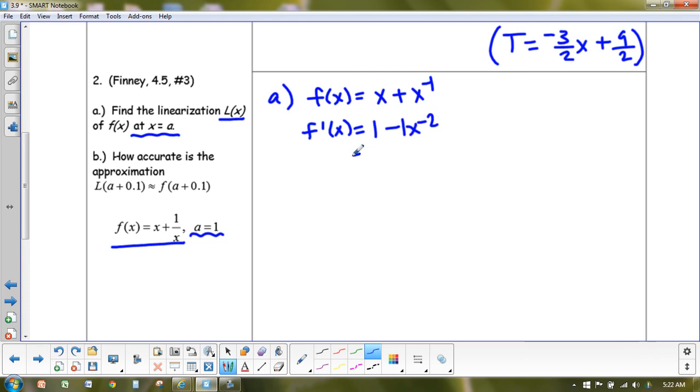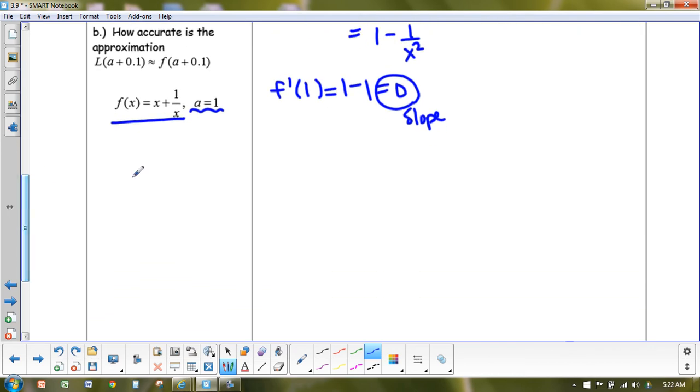The point that I need, they actually didn't tell me. So I need the point whenever x is 1, I need to figure out what f of 1 is. So f of 1 would be 1 plus, going back to the formula for f, 1 plus 1 over 1, so 2. So my point is (1, 2).